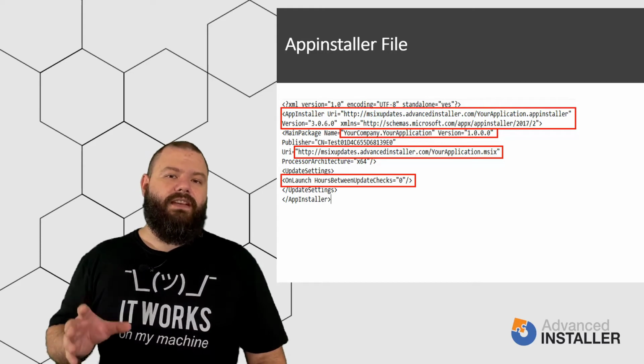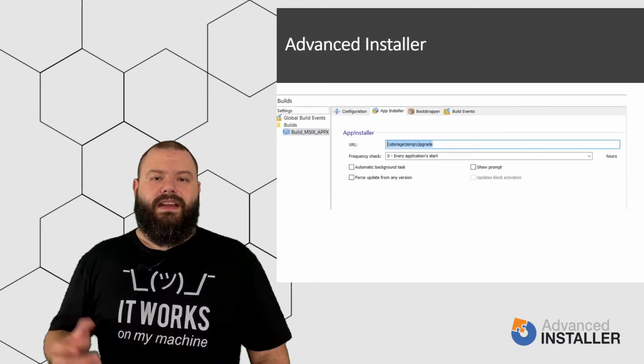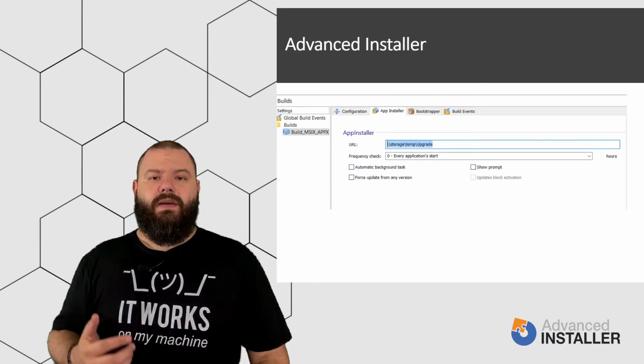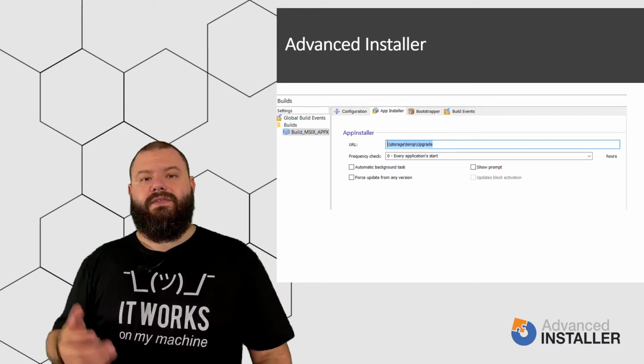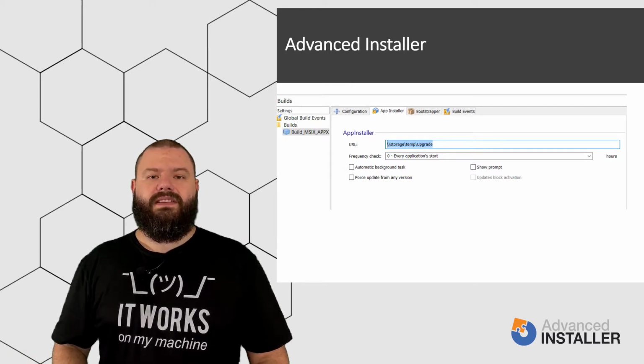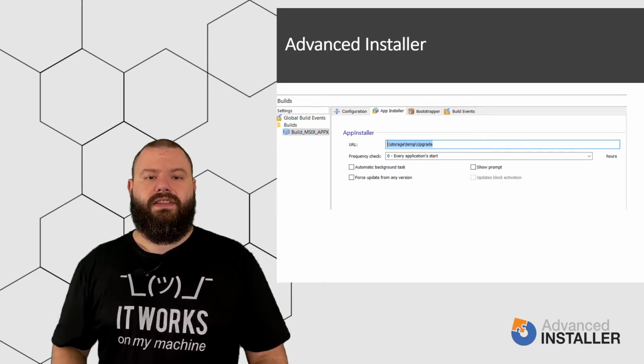With Advanced Installer, we made it easier for our customers to create the Appinstaller file. So, if you navigate to the build page, you will see an Appinstaller tab, right? Navigating to that tab will bring up all the options available for you to create this file. In here, you can specify the URL where the Appinstaller and MSIX package will be available, the frequency check, but also other options that were added over time.